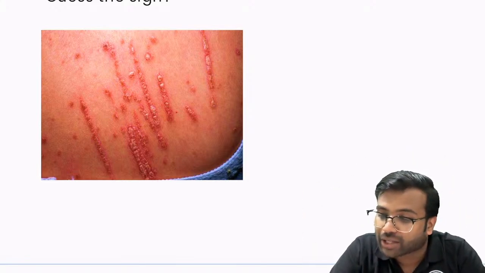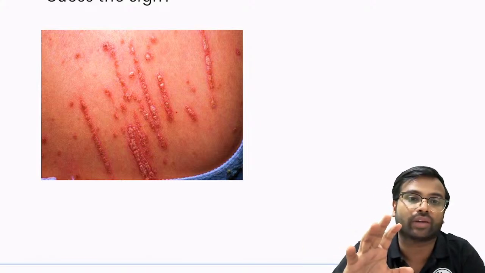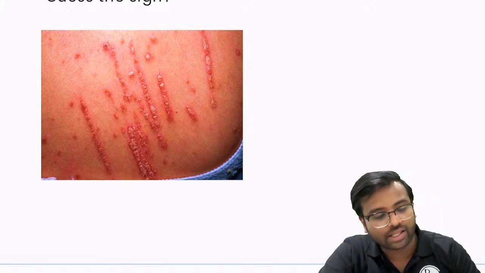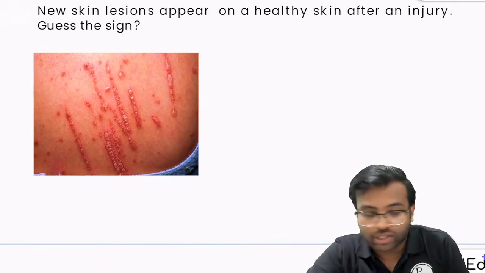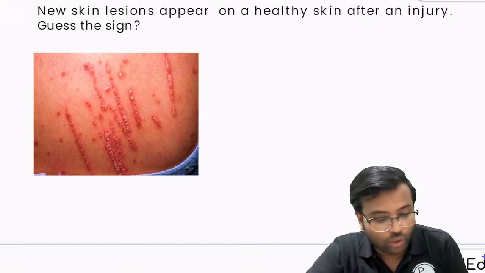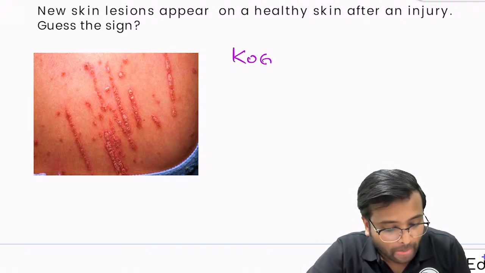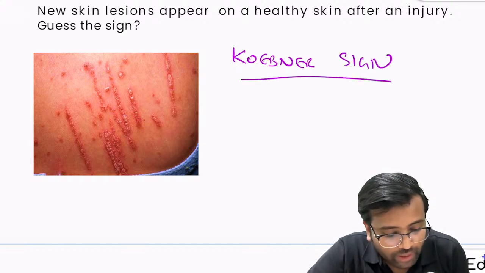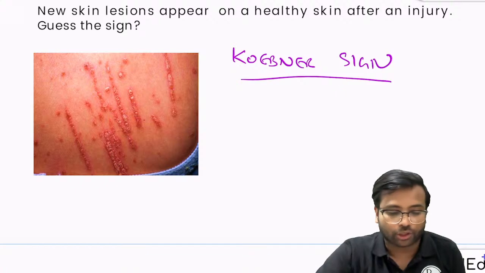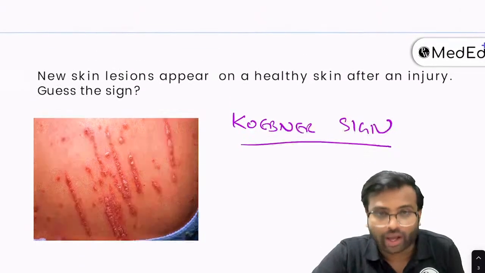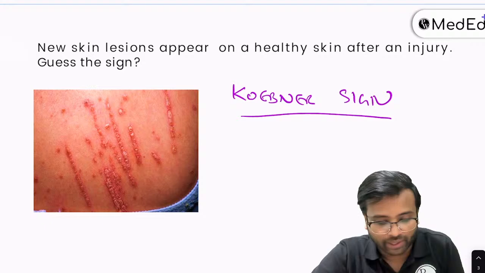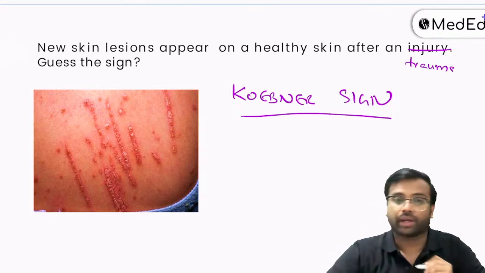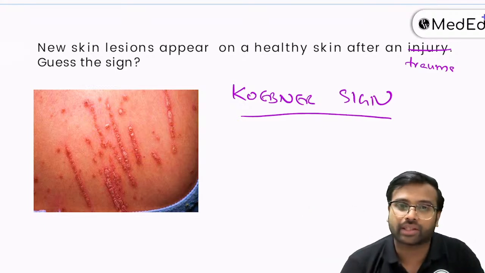So once you scratch over the skin and the patient develops new skin lesions at the site of trauma, this is called a phenomenon. It is called the Koebner sign. Okay, this is called the Koebner sign. So in this image, what is the trauma? Rather than injury, I would like to keep it as trauma. So new skin lesions developing at the site of trauma.